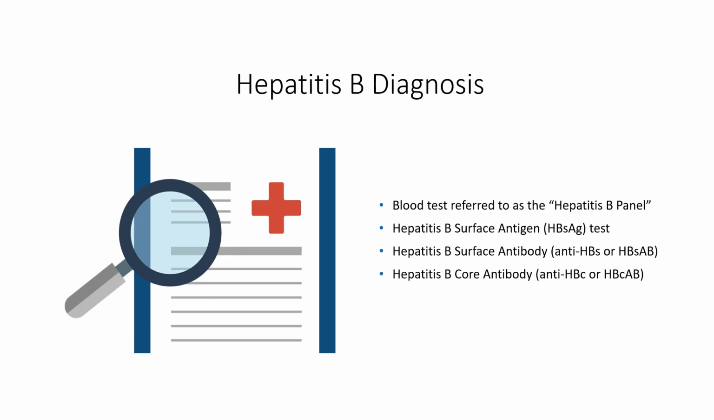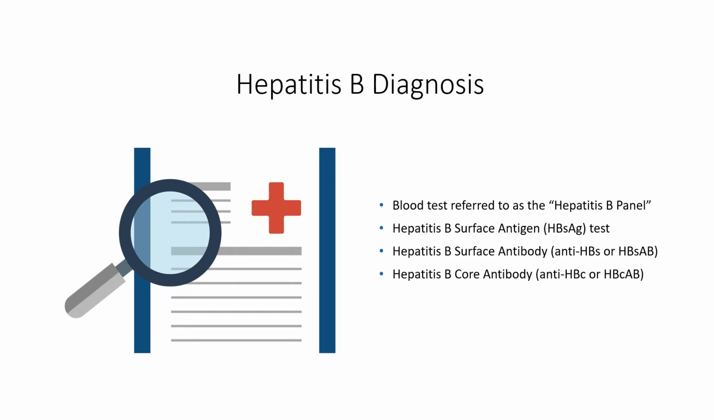Diagnosing hepatitis B is done through a series of blood tests that are referred to as the hepatitis B panel. The first test that is commonly done is called the hepatitis B surface antigen, or HBsAg test. This test detects the presence of the hepatitis B virus surface antigen within the blood. If an individual tests positive, more tests need to be done to see if they have a chronic or an acute infection. An acute hepatitis B infection is characterized by the presence of HBsAg and immunoglobulin M, or IgM. A chronic infection is characterized by the presence of HBsAg and IgM for over 6 months.